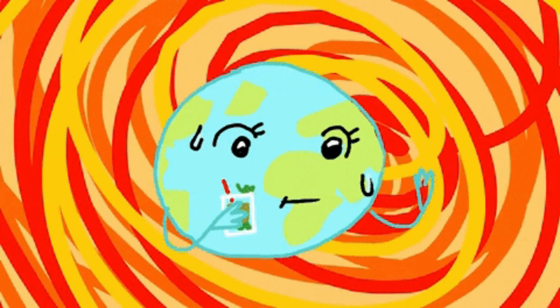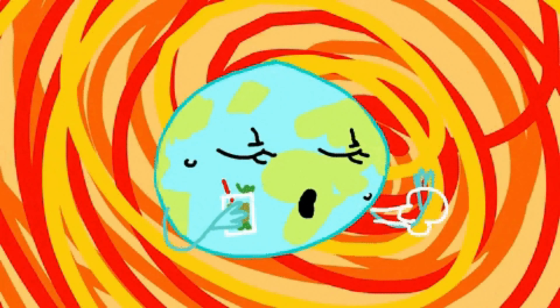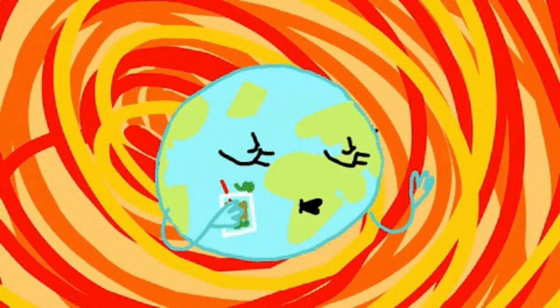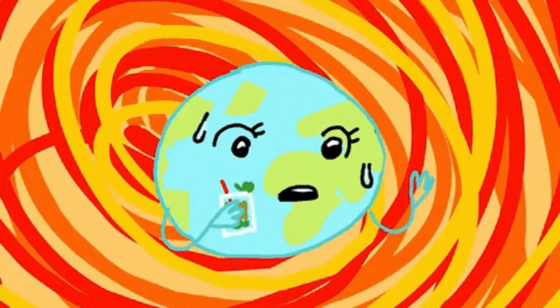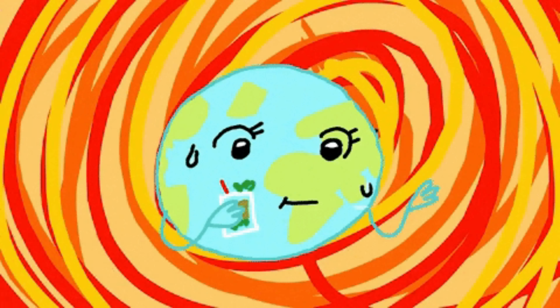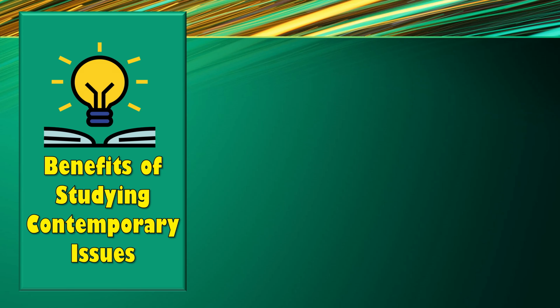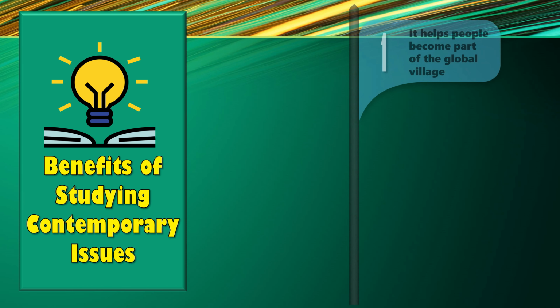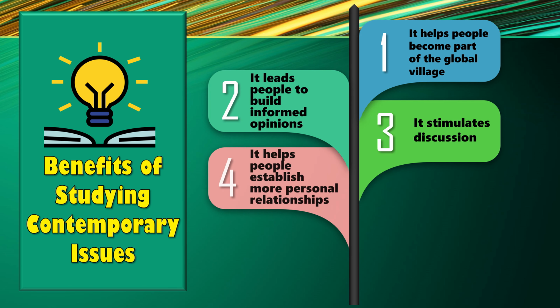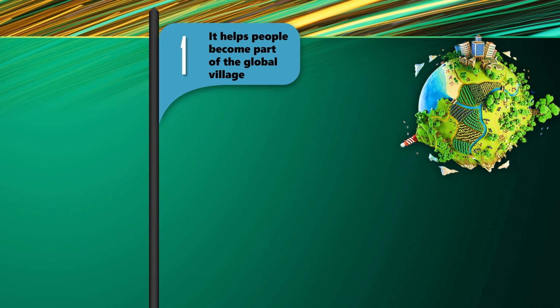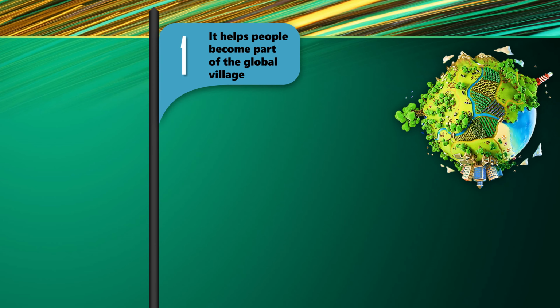Let's take climate change as an example. After gathering evidence about the increase of temperature in the atmosphere, scientists were able to conclude that climate change is indeed happening. Now let's go to the last part of our discussion, which is the benefits of studying contemporary issues. There are 5 benefits to studying contemporary issues. The first benefit is it helps people become part of the global village.